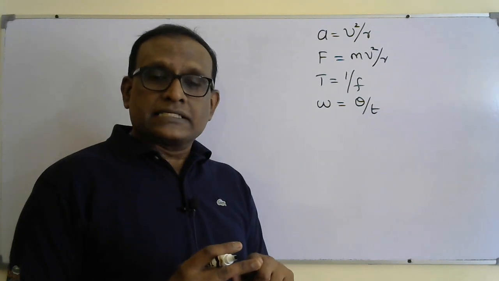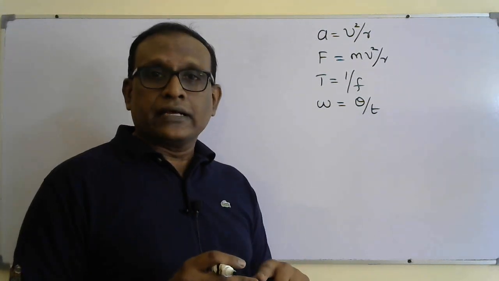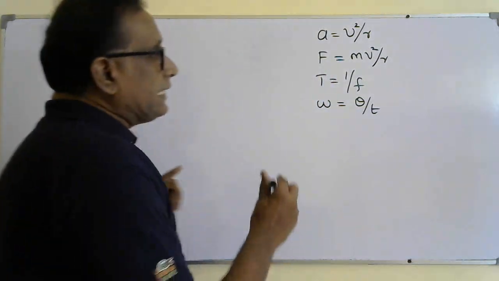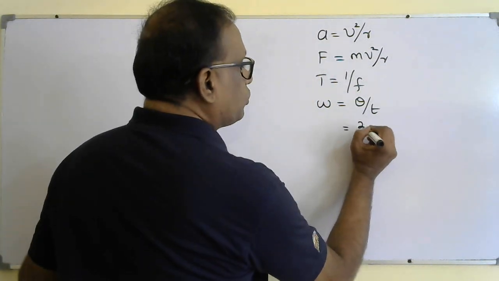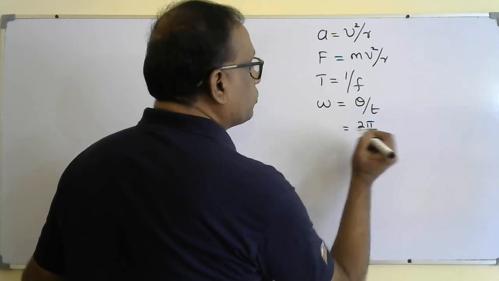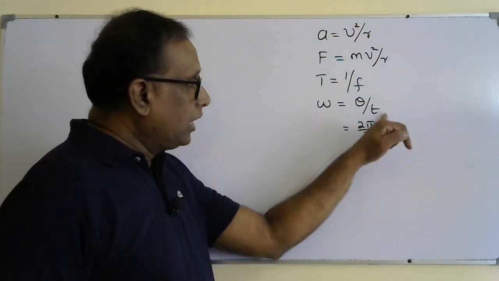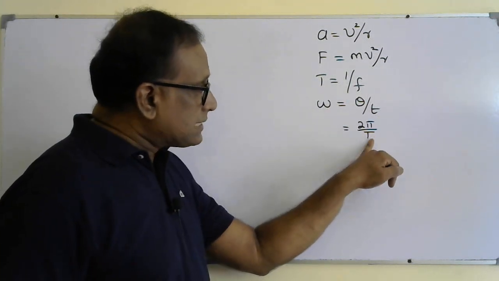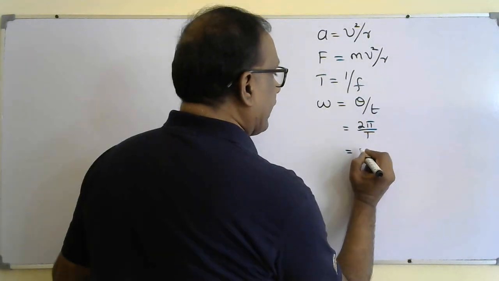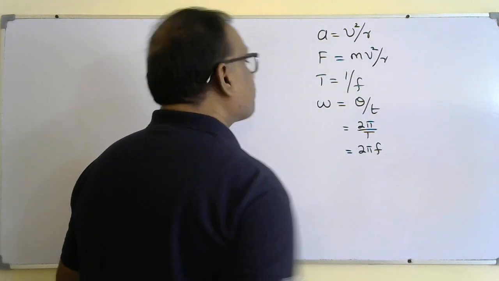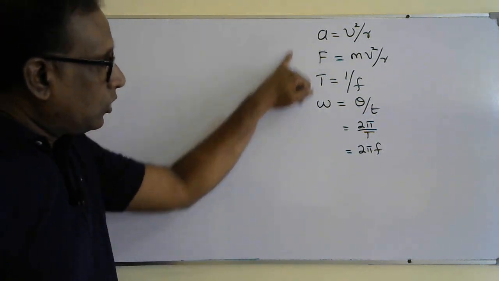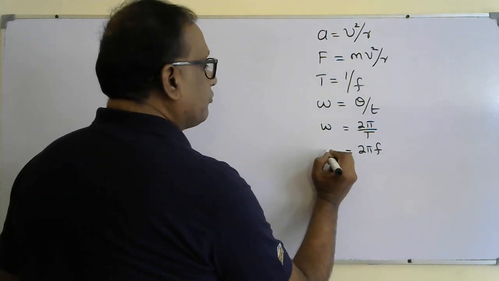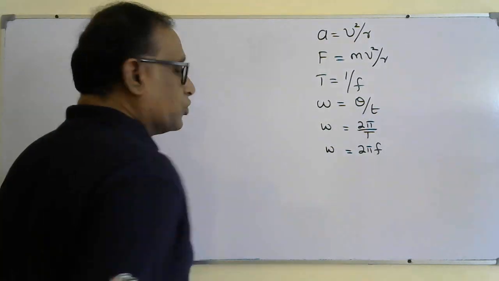If the object completes one full orbit during the time period capital T, the time taken, then theta will be equal to 2 pi radians, so omega equal 2 pi over T. It also could be used as a standard equation, omega equal 2 pi over T. We know T equal 1 over f, so if I replace T by 1 over f, it will become omega equal 2 pi f. So you should know all these equations: omega equal theta over t, omega equal 2 pi f, or omega equal 2 pi over T.